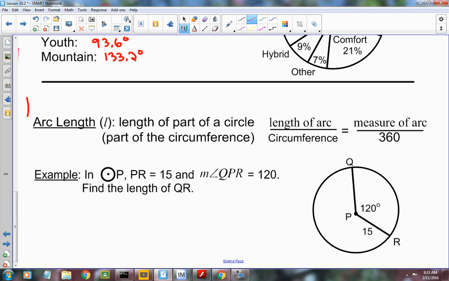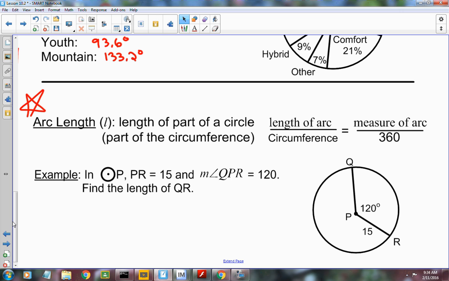Okay, so the last thing we want to talk about is arc length. I want you to put a big star by this. You have to know how to do this, okay? Now, yesterday we talked about a circumference, right? And the circumference is the distance around a circle, correct? And I even showed you this little wheel thing, and I said, okay, one rotation is the circumference of the circle, right? Okay? Well, arc length is a part of that.